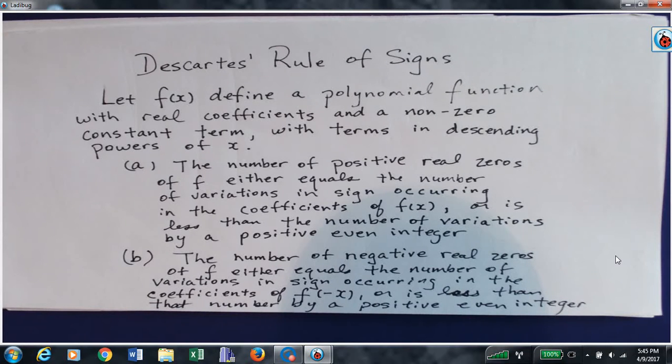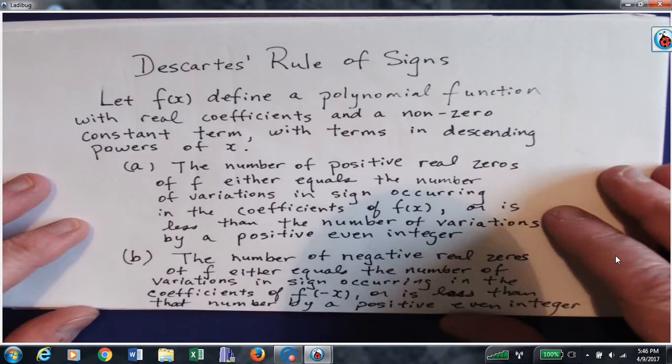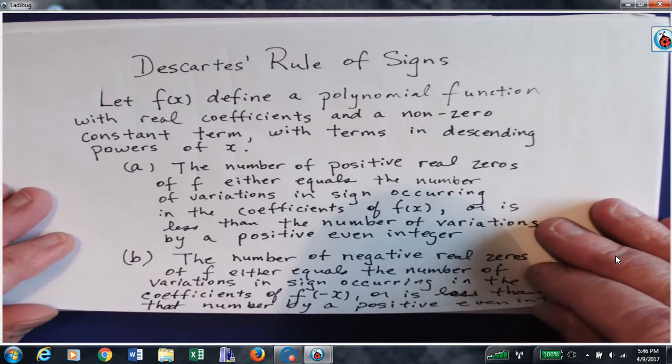Okay, then part A says the number of positive real zeros of f either equals the number of variations in sign occurring in the coefficients of f of x, or is less than the number of variations by a positive even integer. Part B says the number of negative real zeros of f either equals the number of variations in sign occurring in coefficients of f evaluated at negative x, or is less than that number by a positive even integer.